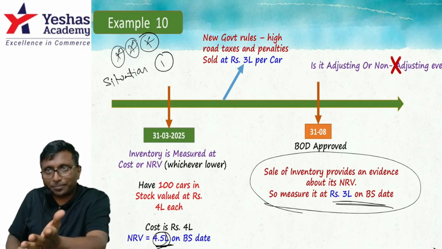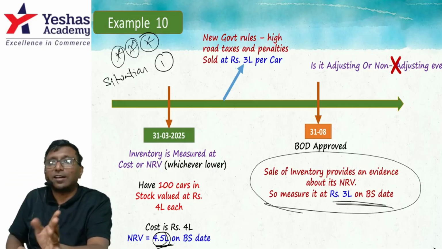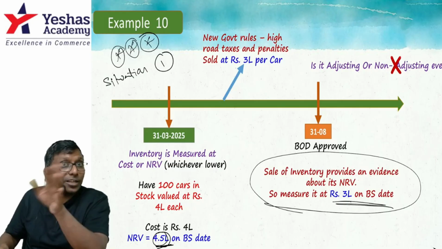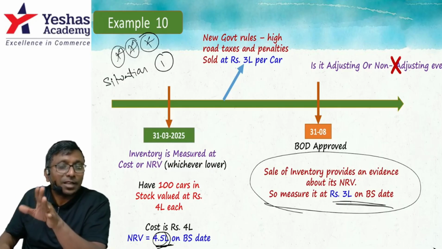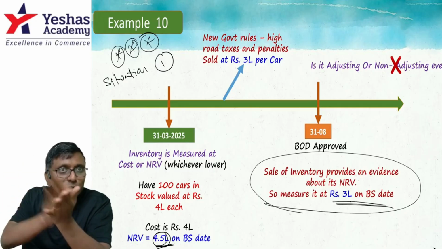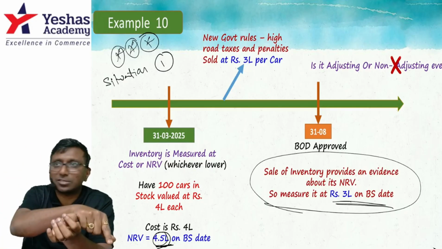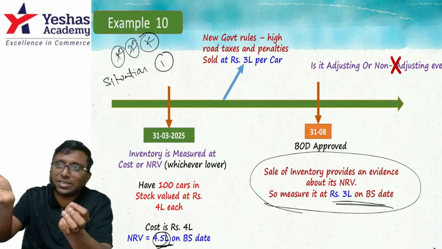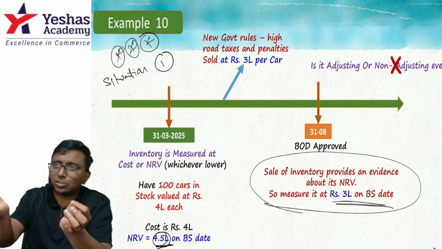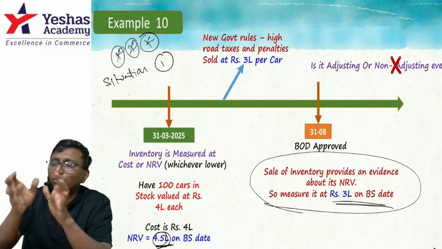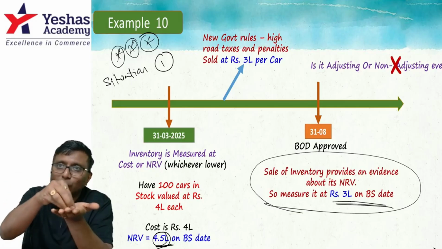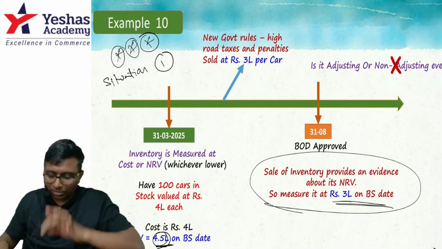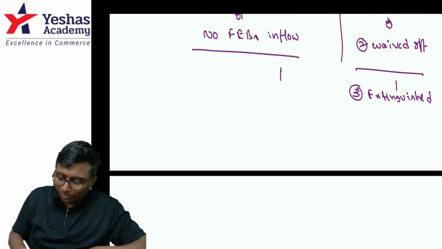On 40 cars, you should measure it at 4 lakh. On 60 cars, you will measure it at 3 lakh. Because the subsequent event, sale, is a subsequent event. I sold 40 cars for 4 lakh rupees. Why should I bring it to 3 lakh rupees as on 31st March? Agree or not? 60 cars I will be selling afterwards for 3 lakh rupees. So my inventory valuation will be 40 into 4 plus 60 into 3. Is that clear?